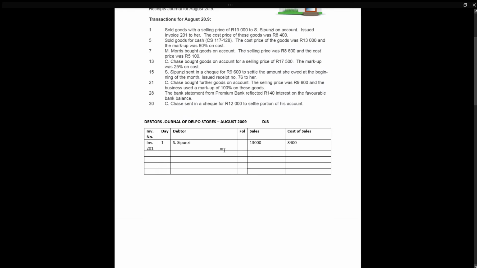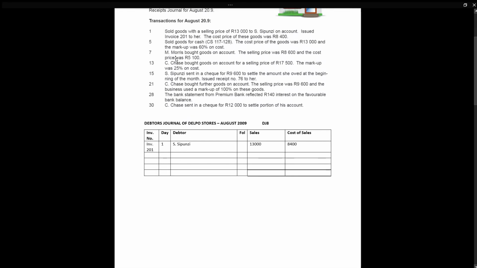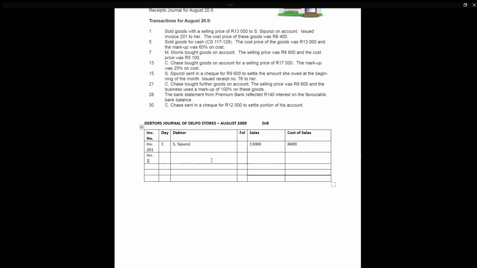Right, next transaction on the 7th, M. Morris bought goods on account. The selling price was 8,600 and the cost price was 5,100. Very easy, they gave me all the information that I require. Invoice, the previous one is invoice 201, therefore this one will be 202. It took place on the 7th and the debtor is M. Morris.